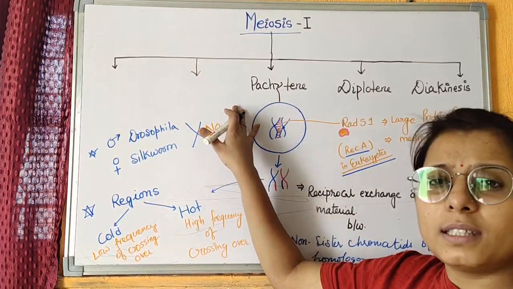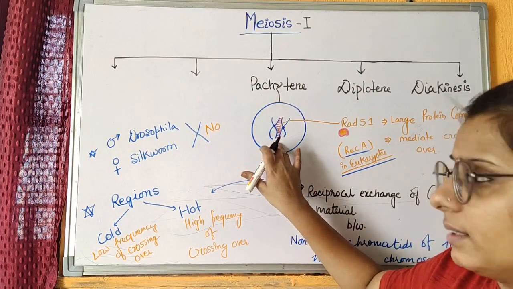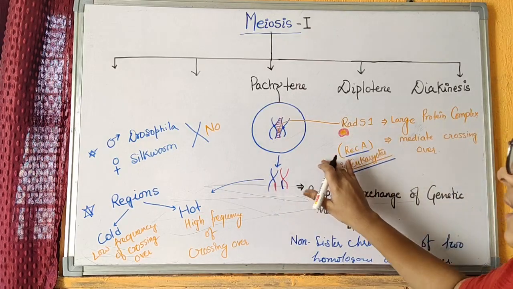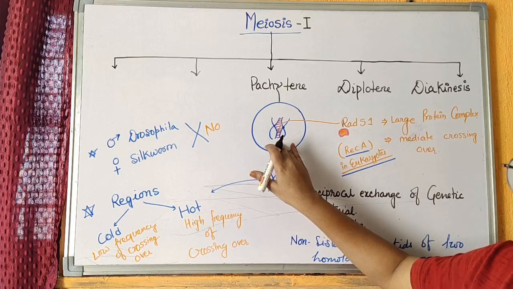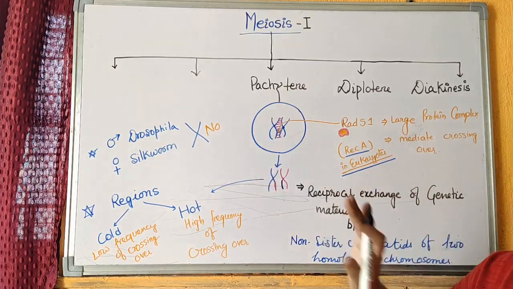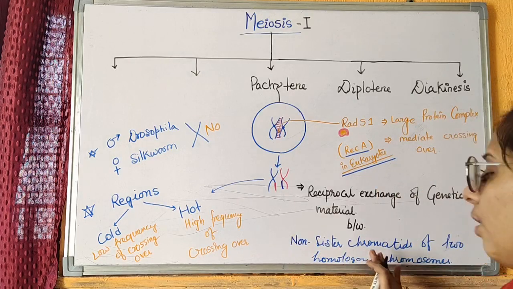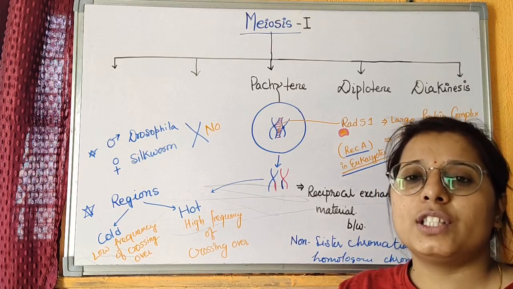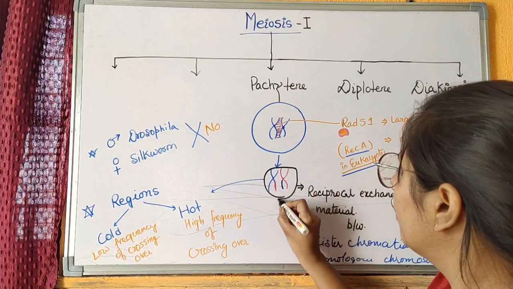The third sub-stage is Pachytene. In Pachytene, the crossing over occurs. During crossing over, a new protein RAD51, or RecA protein in prokaryotes, comes and binds to this synaptonemal complex and facilitates the crossing over. Crossing over is nothing but the chromosomal exchange between two non-sister chromatids of two homologous chromosomes. This is just the reciprocal exchange of chromosomal segments between the chromosomes.